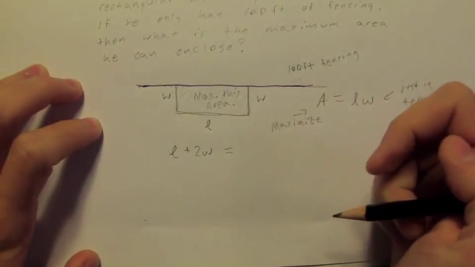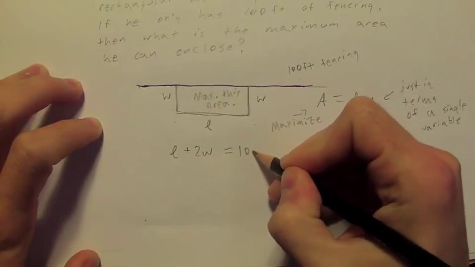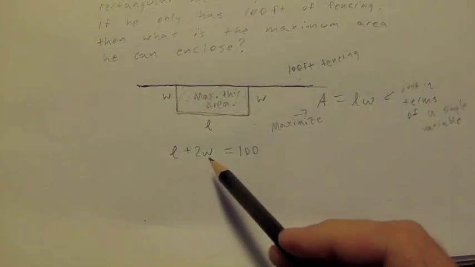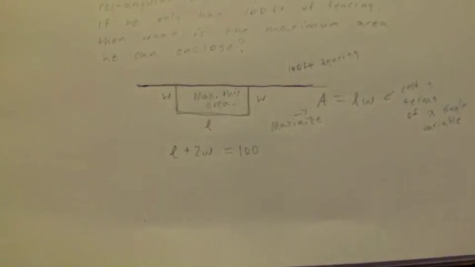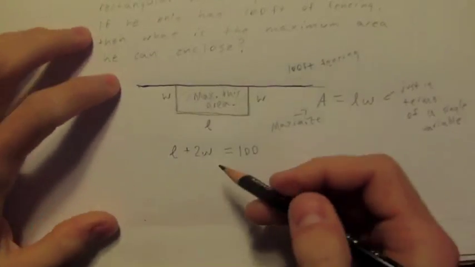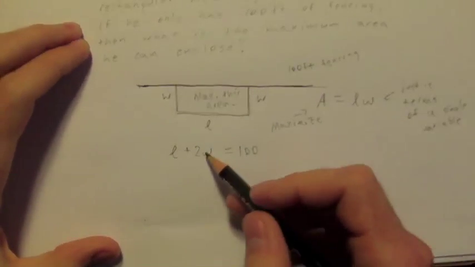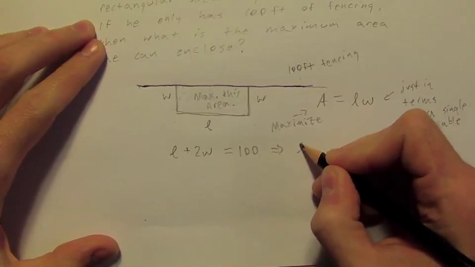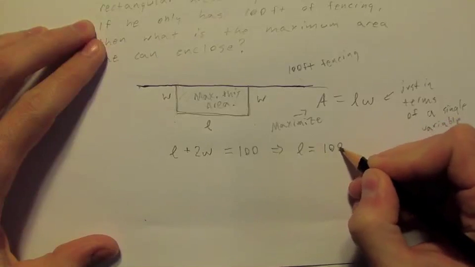Go ahead and have a guess. Well, of course, it should be 100 feet. Okay, and now that I have this, I can actually get L in terms of W or W in terms of L, and I'm just going to solve it in the simplest way, which is just move the 2W over, because in the end, it doesn't matter. Right, so L is equal to 100 minus 2W.